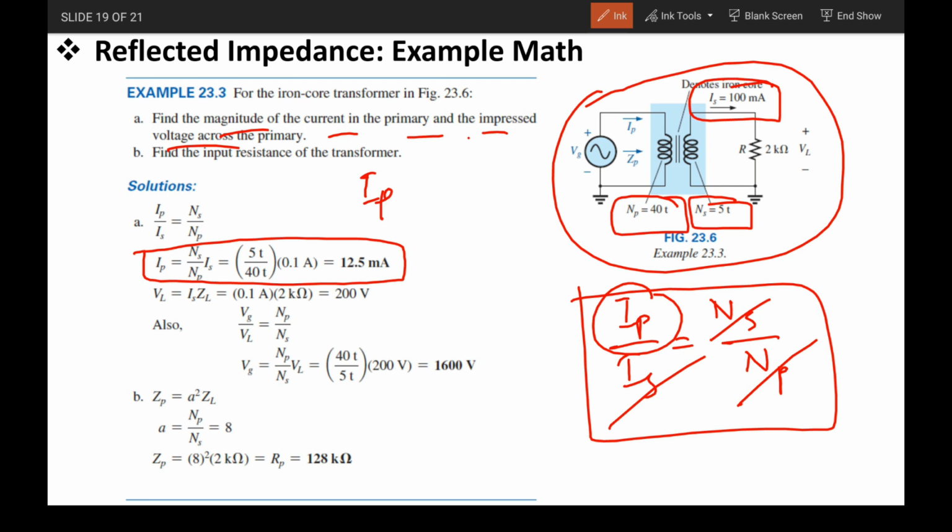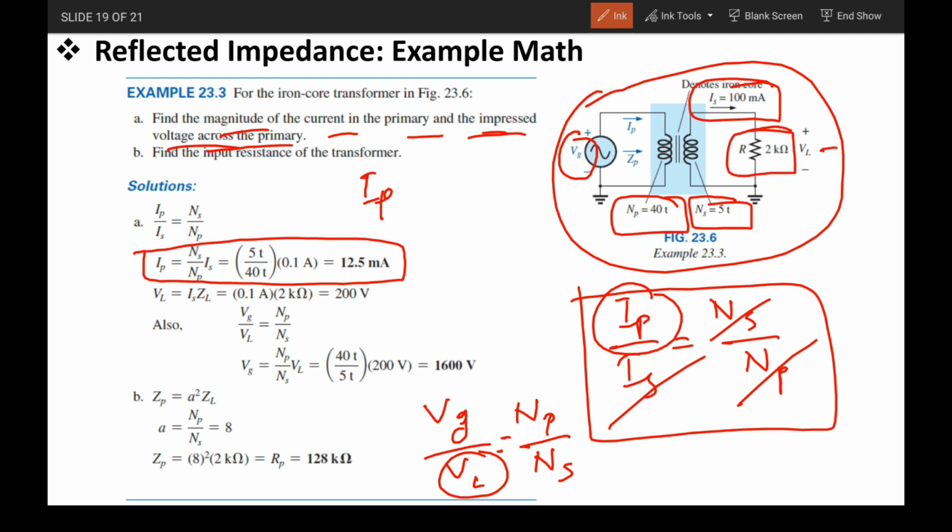And the second question, the impressed voltage across the primary. We need to calculate our impressed voltage across the primary, that is VG. That means what amount of voltage is supplied here, that is asked. We can use the similar formula, VG over the secondary voltage VL, the load voltage, equals NP over NS. But an important point here: right now we don't know VL exactly, but we can calculate it, because VL is basically the voltage across this resistance.